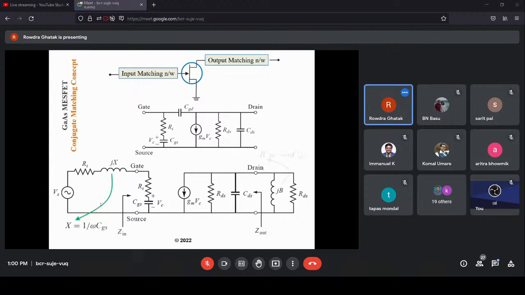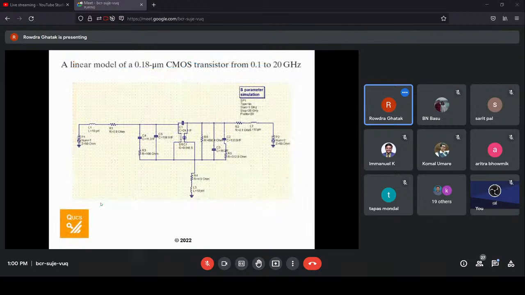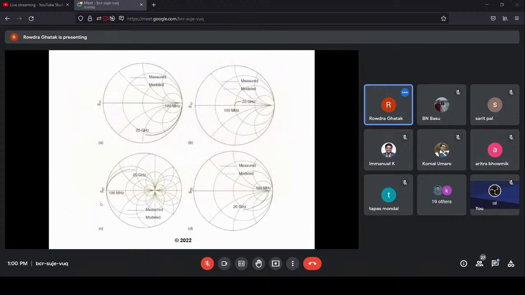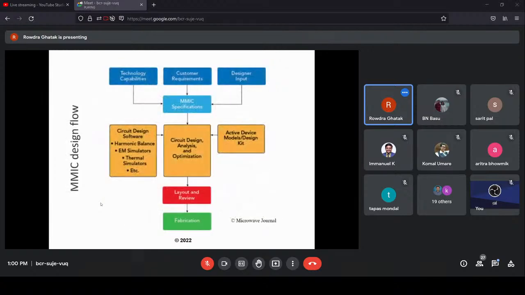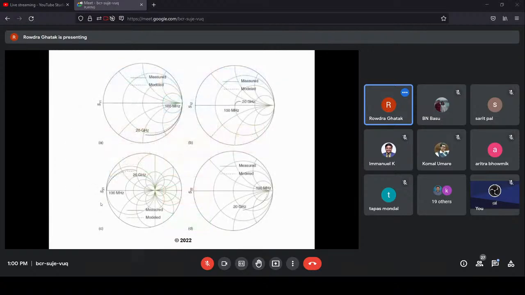This is an example of a conjugate matching, which is implemented for this. So the linear model of a 180 nanometer CMOS transistor from 0.1 to 20 is done with an open variable. You can use QUCS, Quite Universal Circuit Simulator, and our results match with those provided in the data sheets.